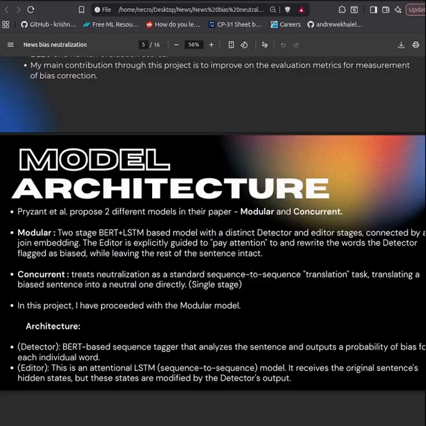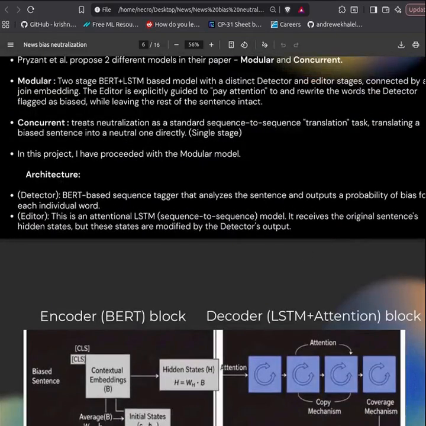In my project, I have adapted the modular model. I chose this model for a critical reason. Its interpretable detector stage was essential for my self-defined evaluation metrics. So I couldn't have done this with the opaque concurrent model. At the same time, both of them share a very similar design block, which I will be explaining in the next slide.